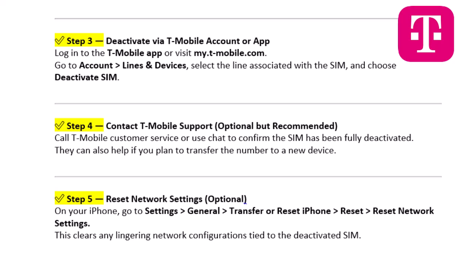Step 5. Reset network settings. Optional, but it might help clear any lingering network configurations. On your iPhone, go to Settings, General, Transfer or Reset iPhone, Reset Network Settings. This clears any lingering network configurations tied to the deactivated SIM. Doing this prevents your iPhone from trying to connect to the old T-Mobile line accidentally.